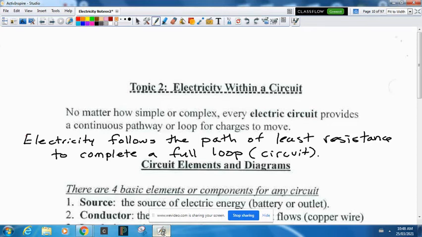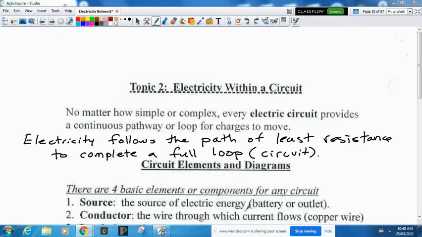Okay, so here we are, still electricity outcome number 2, part 2. What we're now looking at is we're going beyond unbalanced charge, and we're looking at electricity within a circuit. No matter how simple or complex, every electric circuit provides a continuous pathway or loop for charges to move. Important: electricity follows the path of least resistance to complete a full loop, or a circuit.